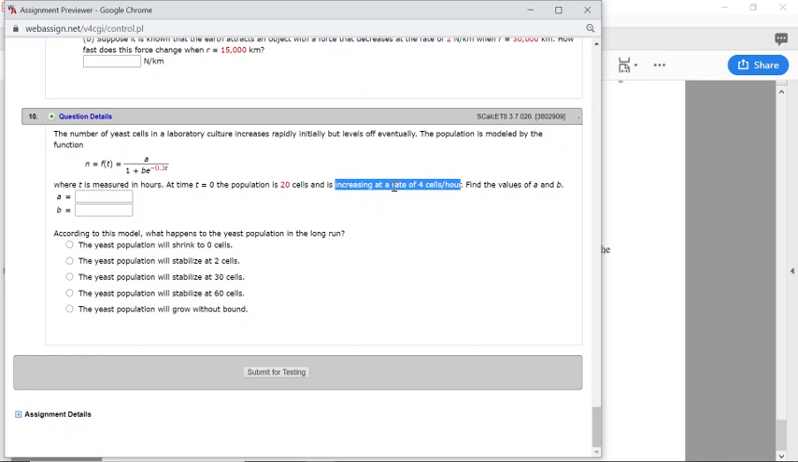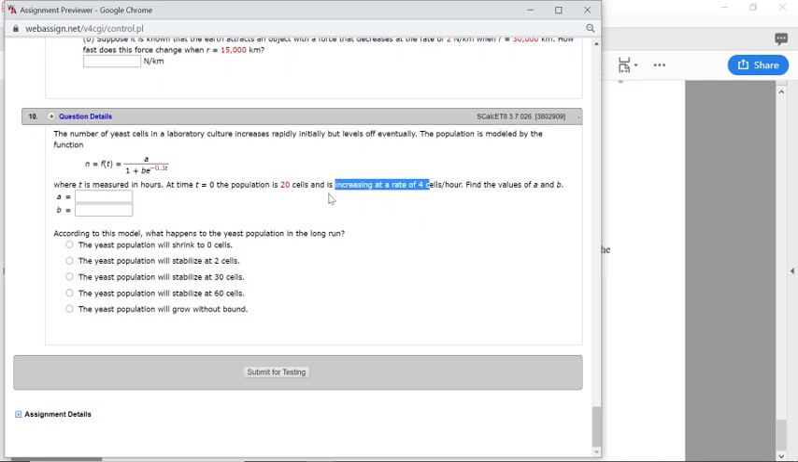So this vocabulary here is suggesting to us the units, cells per hour. When the function tells us the number of cells and the input is hours, we want cells per hour. It indicates to us we want the derivative of this function, and we want the input to that derivative to be 0. In other words, f prime of 0. And the output of that derivative will be positive 4. So f prime of 0 equals positive 4.